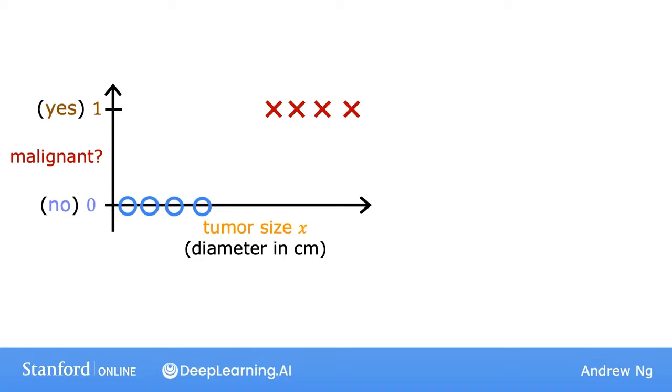If you do that, maybe the straight line looks like this, right? And that's your f of x. Linear regression predicts not just the values 0 and 1, but all numbers between 0 and 1, or even less than 0 or greater than 1. But here, we want to predict categories.